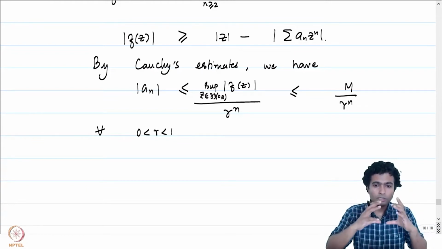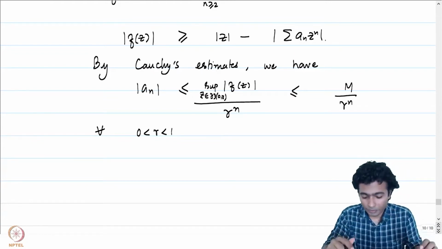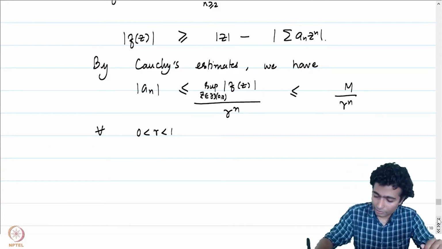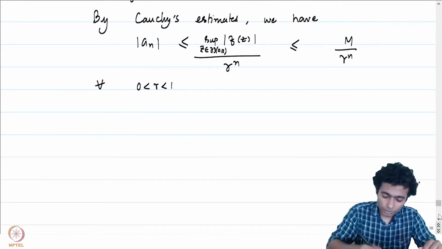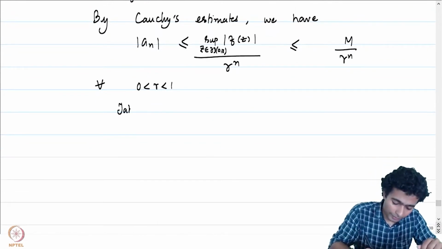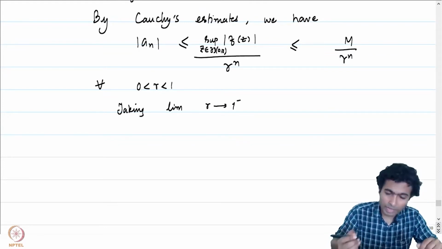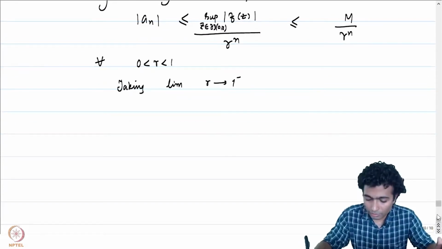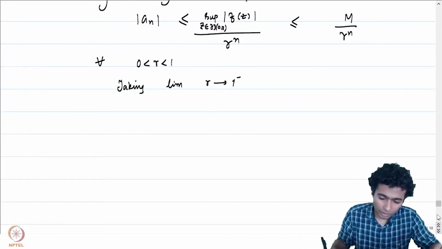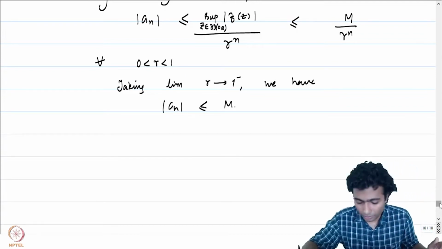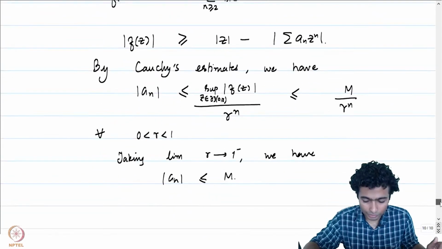So in a smaller disk of radius r, where r is less than 1, we can talk about the Cauchy estimates, and we have this. By taking the limit as r goes to 1 from the left, we have that the absolute value of a_n is less than or equal to capital M. So this is what we get to conclude by the Cauchy estimates when we consider the coefficients.